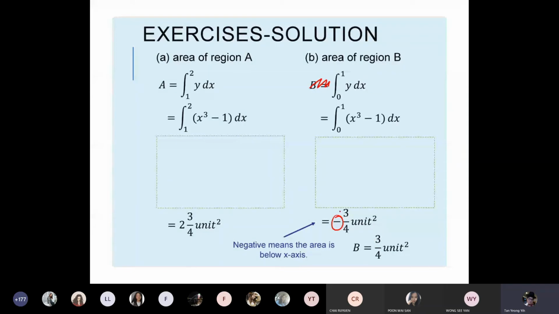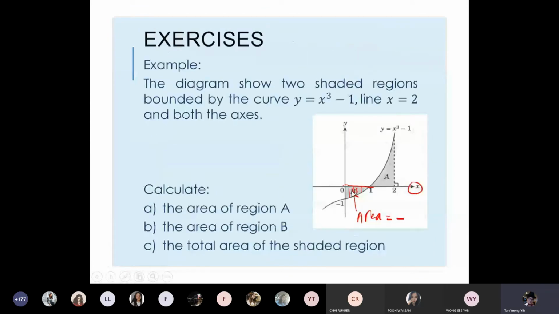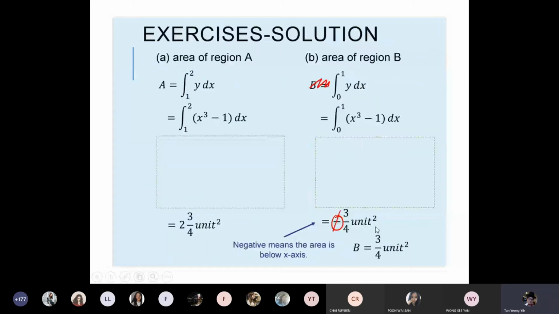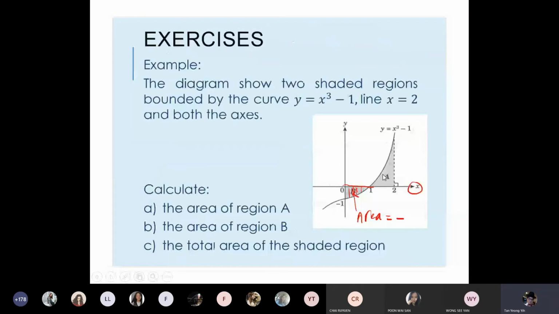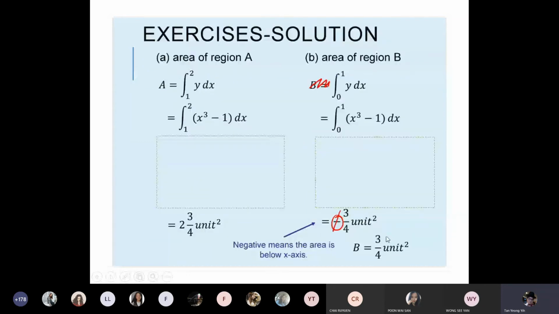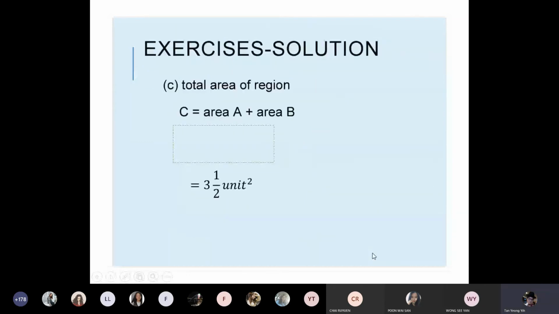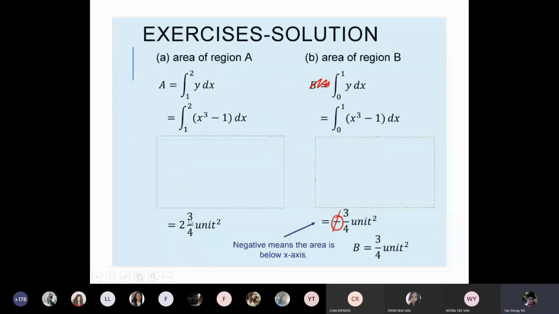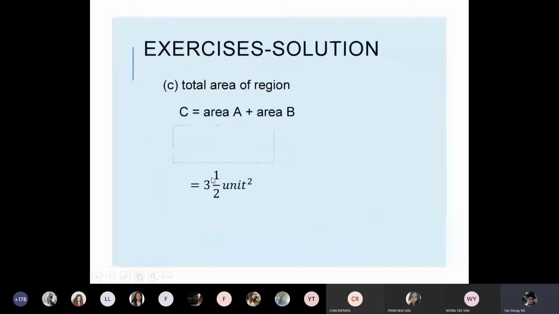We will actually take away the negative, right? Because the negative is showing us the direction. The direction is actually under the graph. Okay, but the area cannot be negative, so we are going to take the positive only. And finally, to find the area of the whole region, the total area, we are going to take the positive of region B plus the positive of region A, and we get the answer.